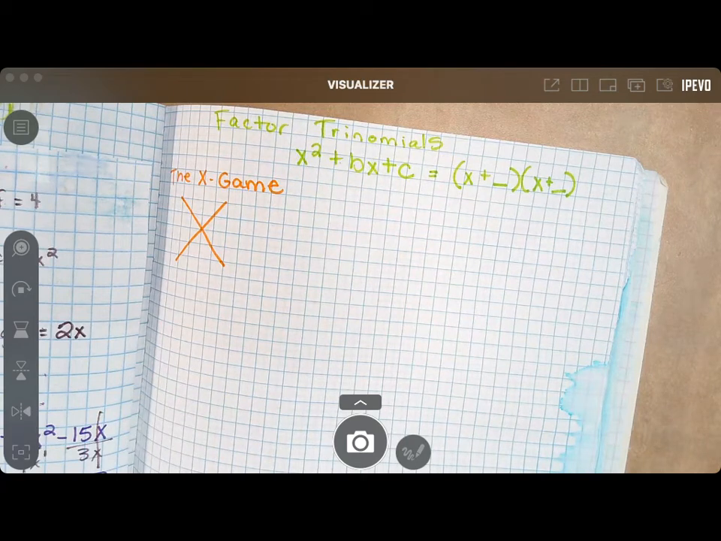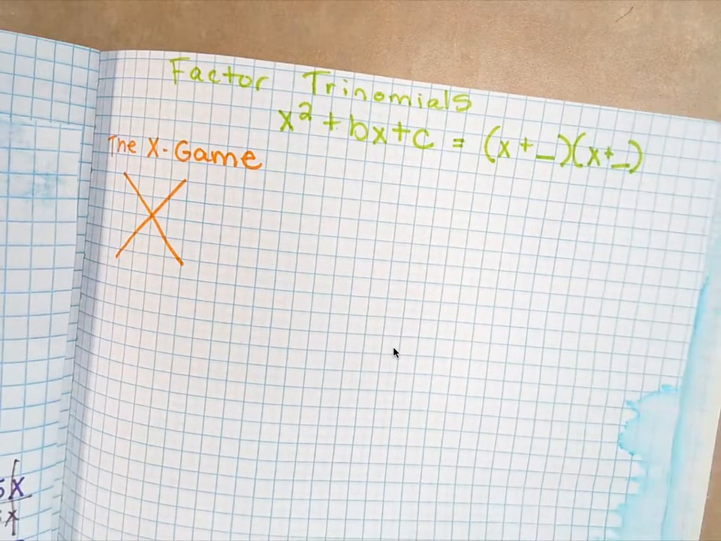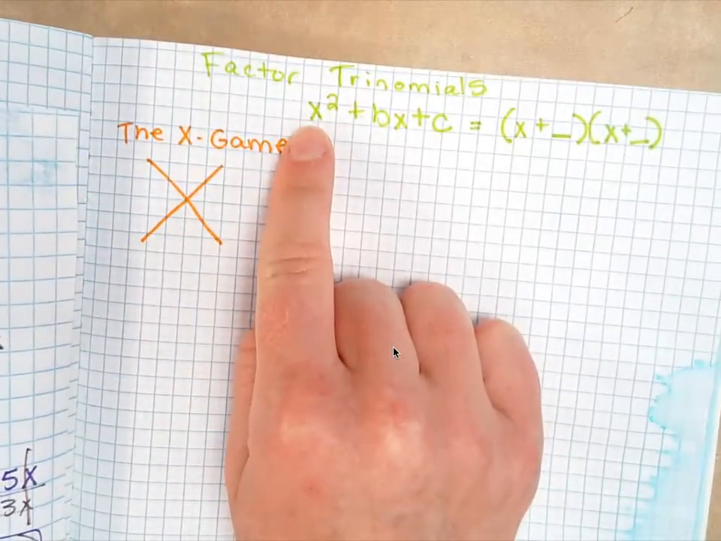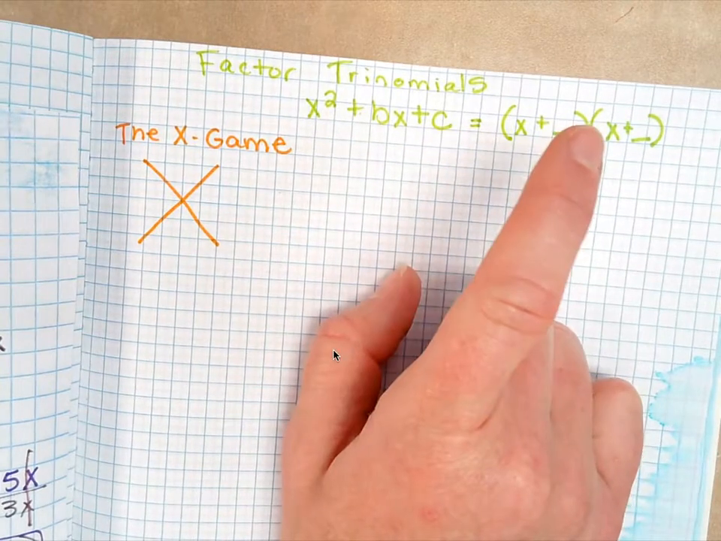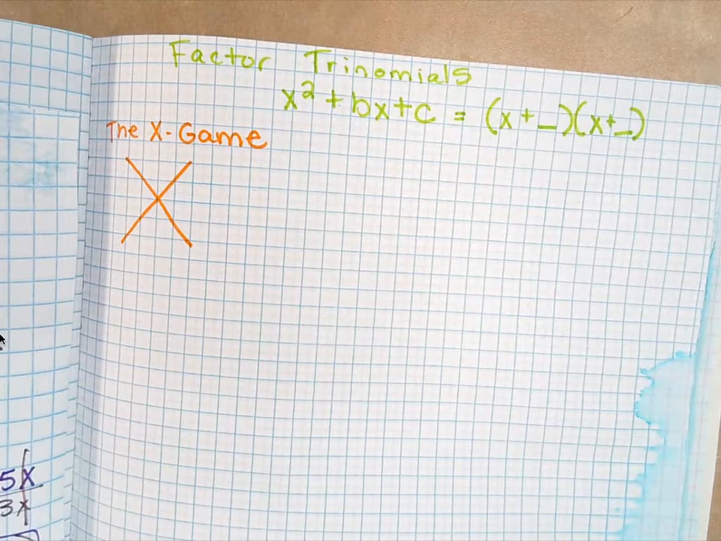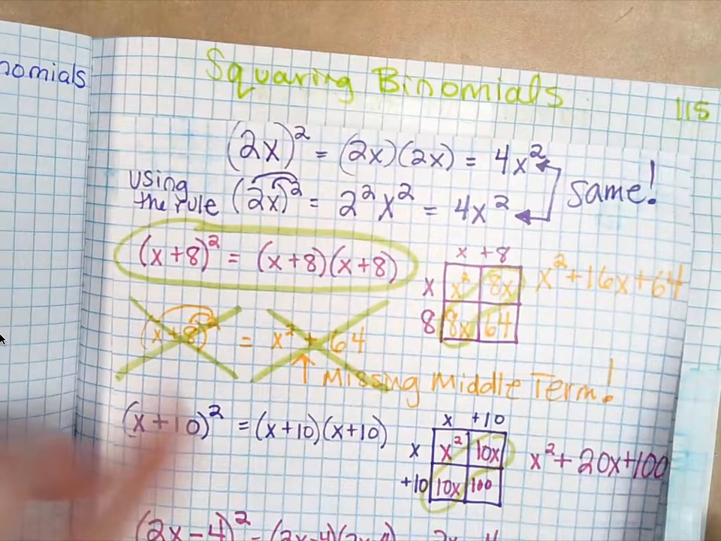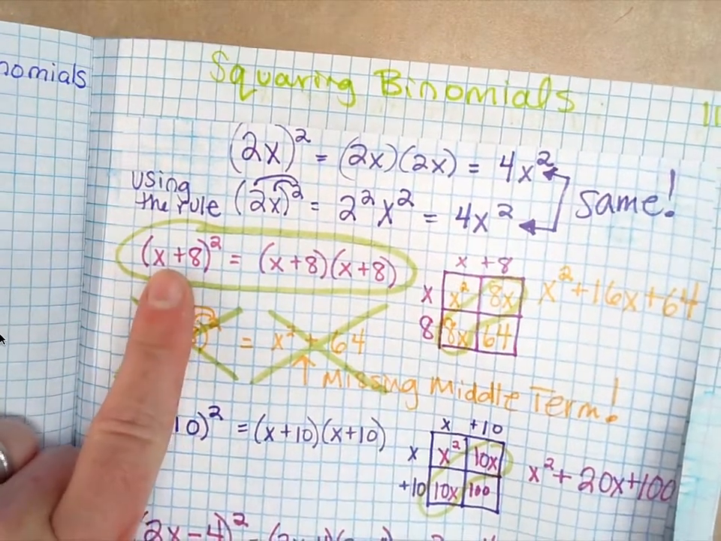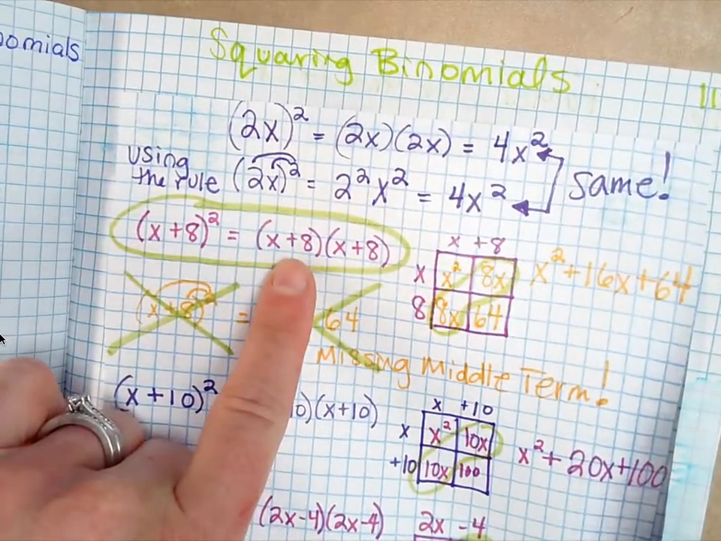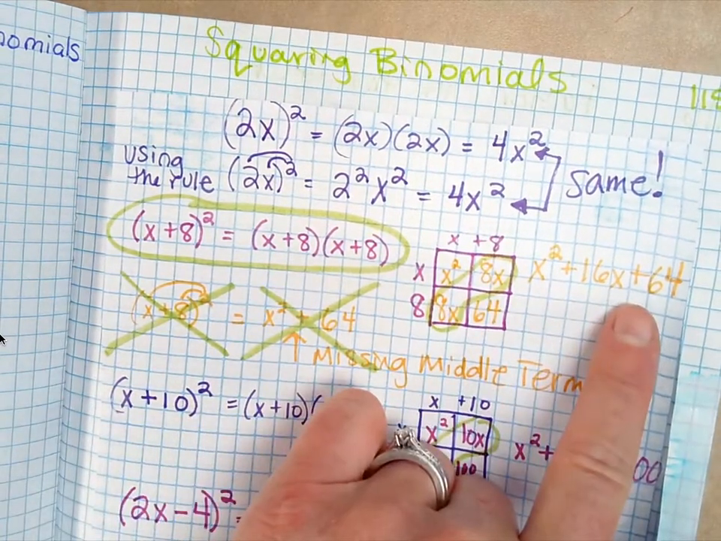Today's lesson, we will be factoring trinomials. So a trinomial looks like this. It has three terms, and we are going to factor it, which is the opposite of multiplying binomials. So what we have learned so far is how to multiply binomials, a binomial is two terms, to get a trinomial. So we're going to go the opposite way.